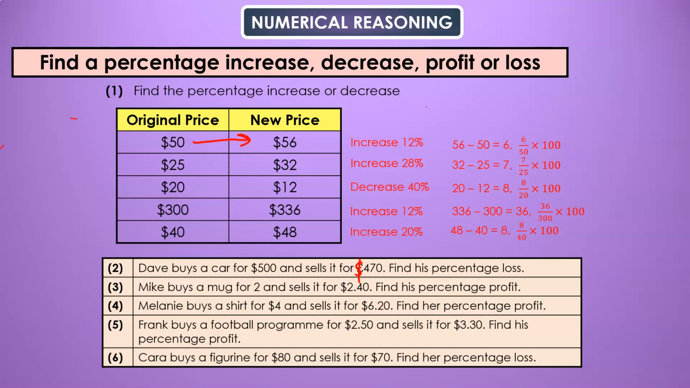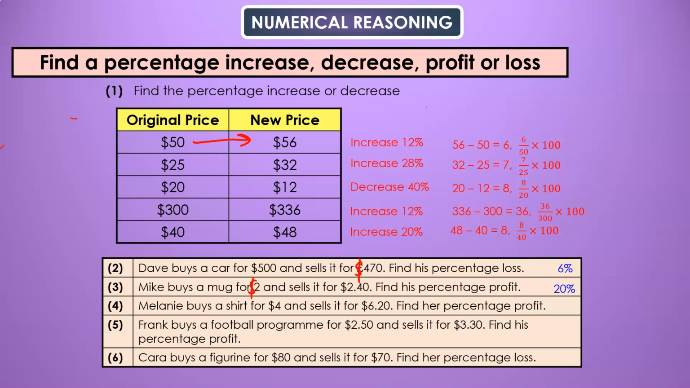Dave buys a car for $500, sells it for $470. What is his percentage loss? He's lost $30, hasn't he? But 30 out of 500 represents 6%. Mike buys a mug for $2 and sells it for $2.40. What is his percentage profit? The difference is 40 cents. 40 cents of $2 represents 20%.